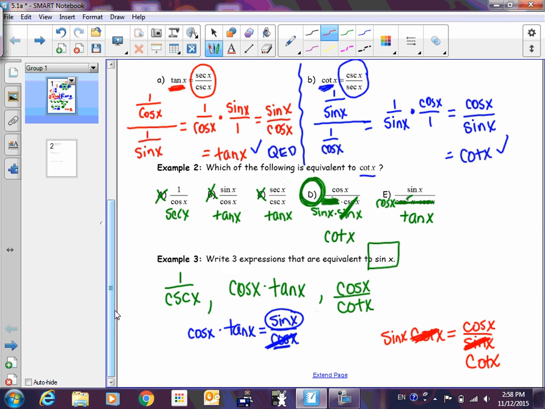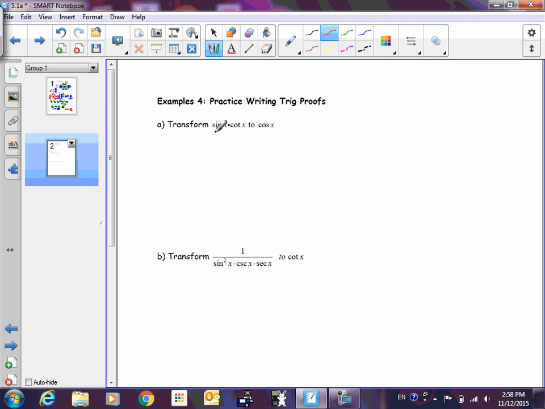So what we're really going to be doing more is I'm going to tell you, transform this into this. Okay, it's a little bit more black and white. It's not so open-ended. Okay, so look at A. It says transform sine x times cotangent x into cosine x. So this is how I want everybody to write this. I want you to start by rewriting what they told you to start with. They're telling you start with this and transform it into cosine.